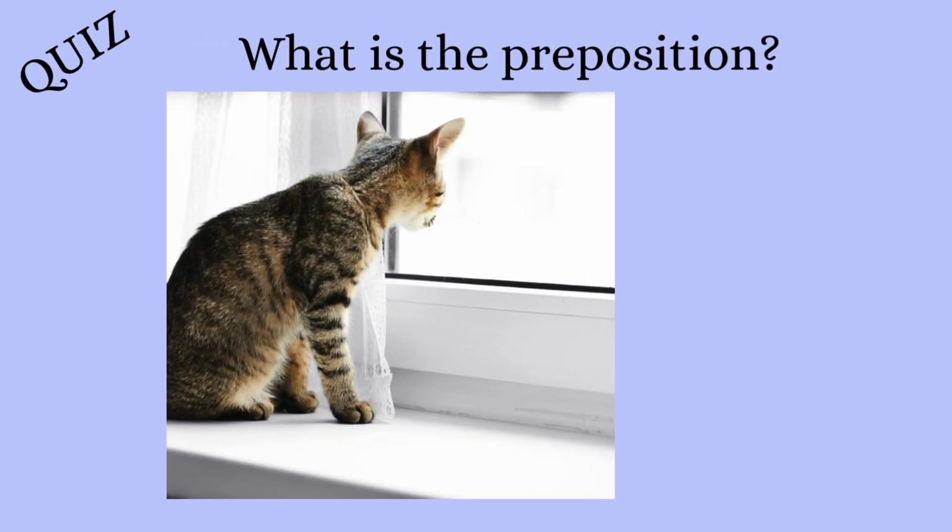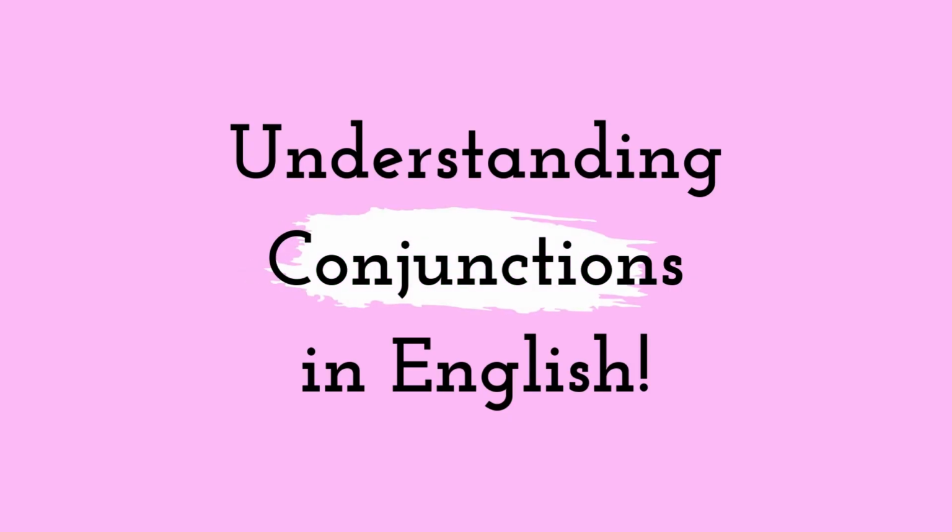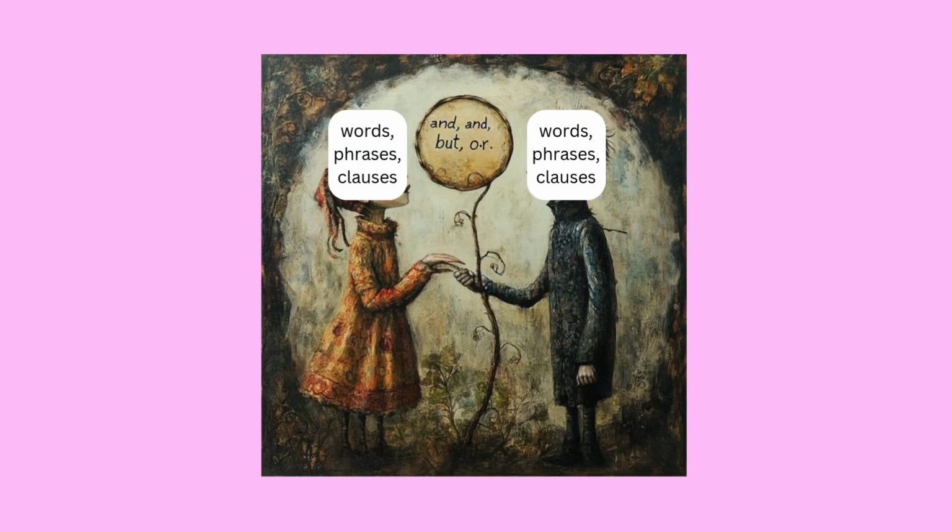What is the preposition that describes the relationship between the cat and the windowsill? The preposition is on. It indicates that the cat is located on the surface of the windowsill. Next are conjunctions. These are connectors. Conjunctions link words, phrases, or clauses together.